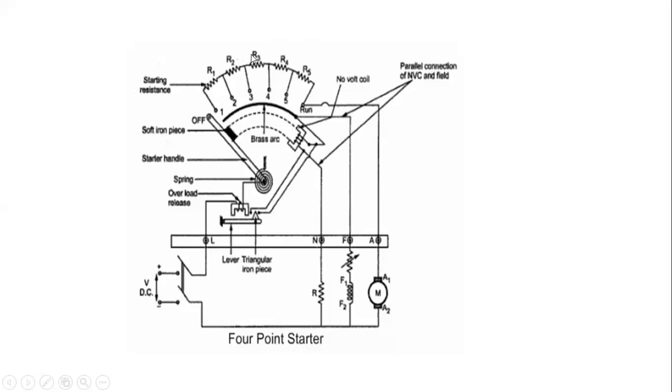This is the constructional diagram. These are the 5 studs. This is the off position and this is the on position. This is the no volt coil, NVC, and this is the overload coil.